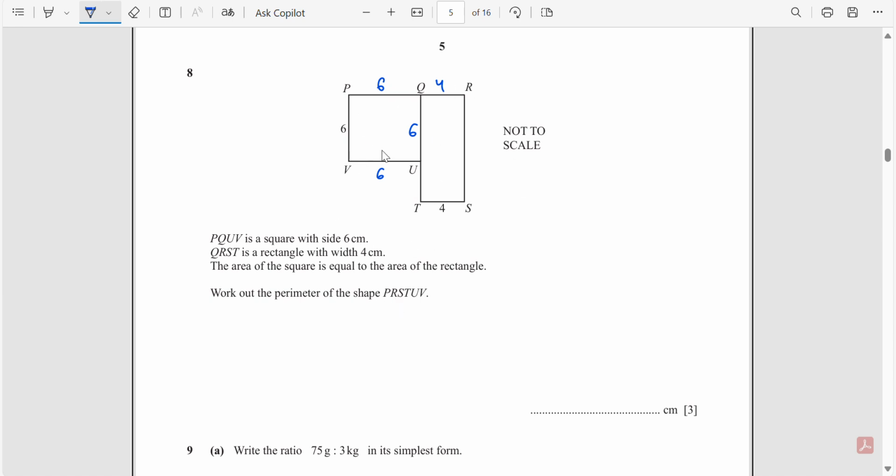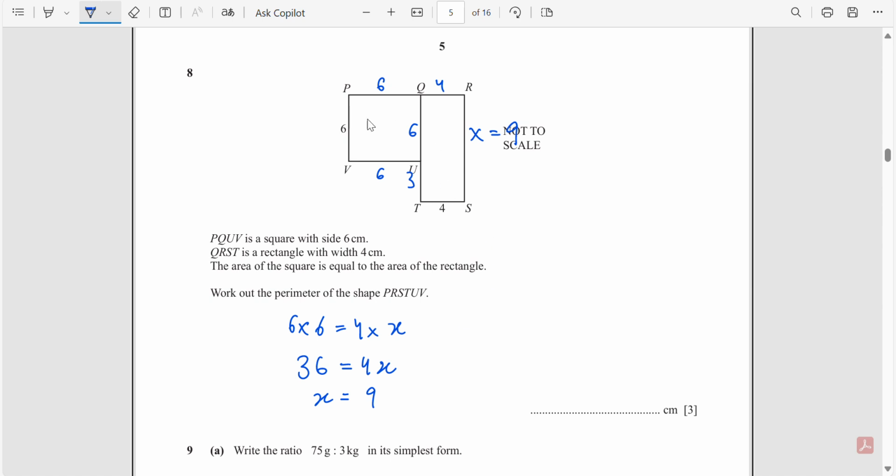So for the perimeter, we need a sum of all sides. Now we don't have this side and this side. So let's call this x for now. It says here the area of the square is equal to the area of the rectangle. So the area of the square is 6 multiplied by 6. And the area of the rectangle is 4 multiplied by x. So 6 into 6 is 36, and here our x is 9. So if x is 9, this part will be 3, because if this is 9 and this is 6, the rest of this would be 3.